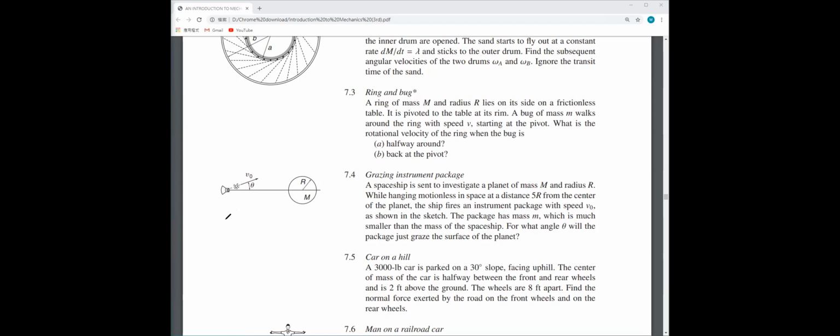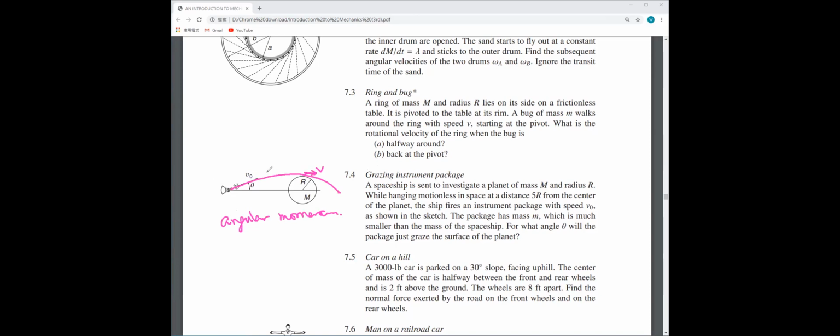Now you need to use one formula, that is the angular momentum. Let's say I was gazing at the instrument package, so that means it's following like this. Right now at this point there's some velocity v.